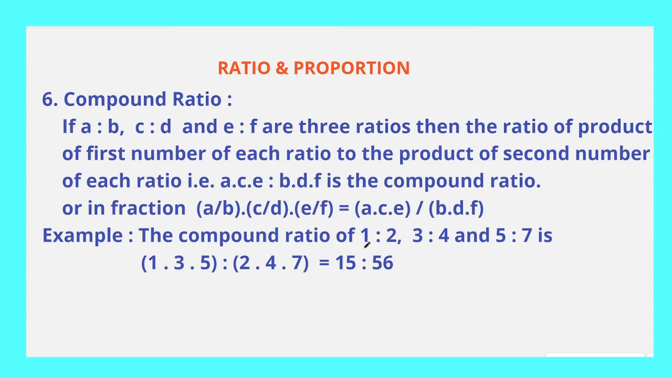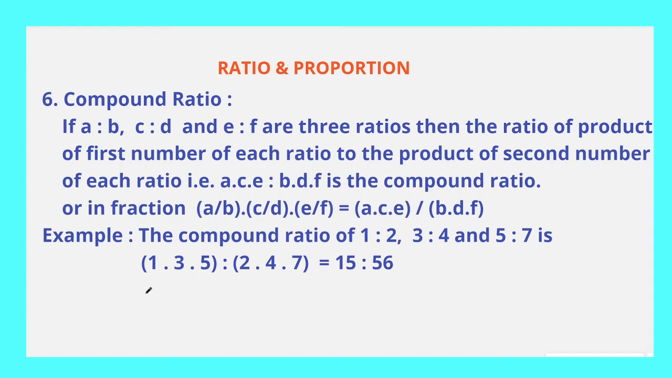That is, in 1:2, the first number is 1. In 3:4, the first number is 3. And in 5:7, the first number is 5. So we have to multiply 1 multiplied by 3 multiplied by 5. Ratio, the second number of each ratio, which is 2, 4 and 7. As 2 is the second number of 1:2, 4 is the second number of 3:4 and 7 is the second number of 5:7. Then it is 2 multiplied by 4 multiplied by 7.